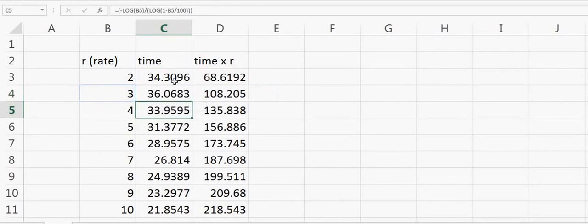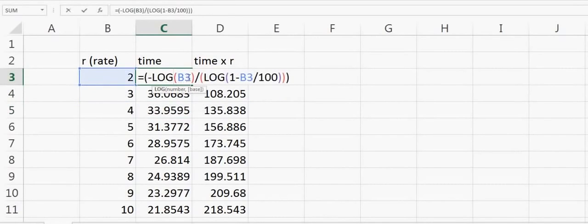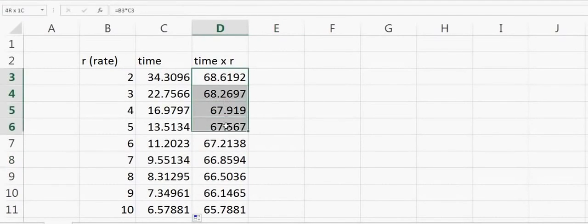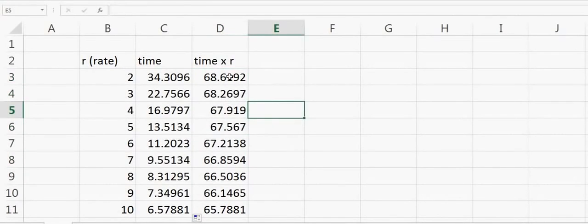Okay, I did something wrong. This should not be log of rate, it's log of 2. So we have to do this, and now you can see that time times R is always equal to or very close to 70. So that's why we always use the rule of 70. We can also call it the rule of 68 or rule of 69, but this is all about the approximation.